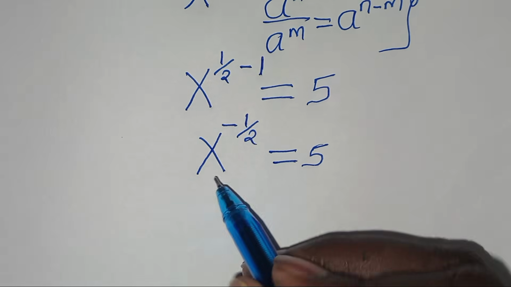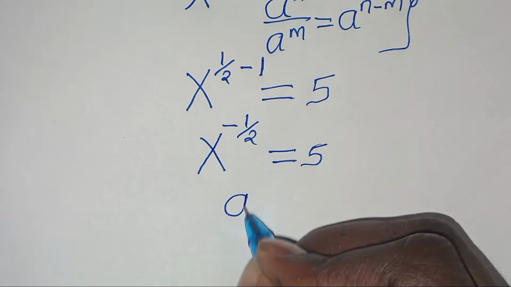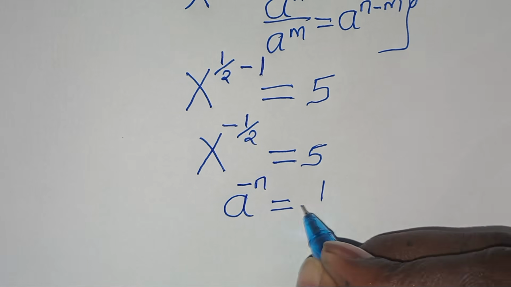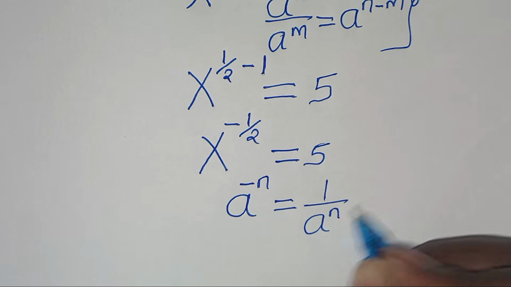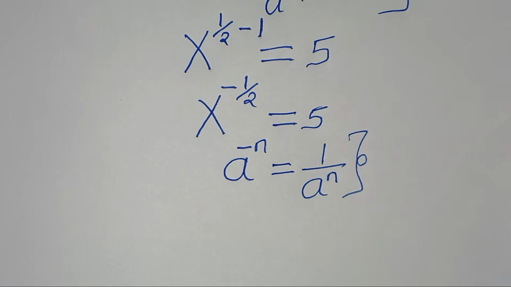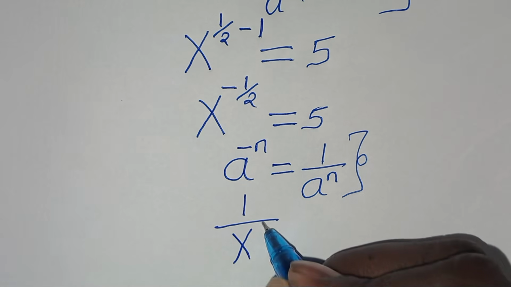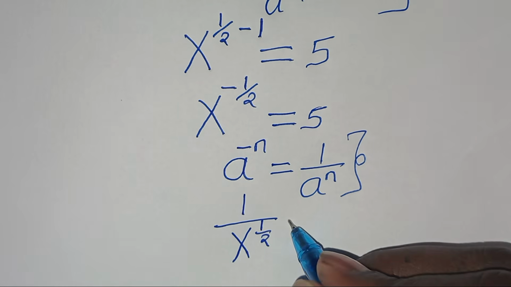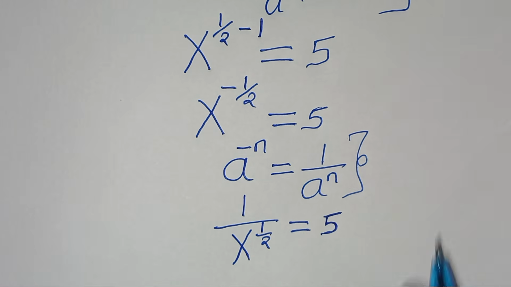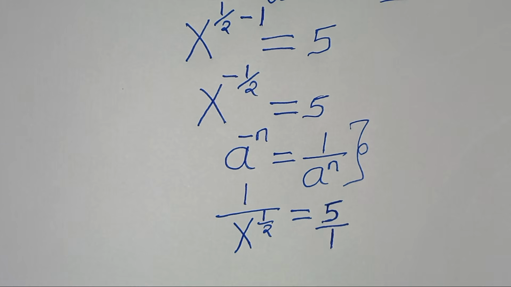Now the next step is that x to the power of minus a half is in the form of a raised to the power of minus n, which we can express as 1 over a to the power of n. Applying this property, we have 1 over x raised to the power of a half, which is equal to 5. Now 5 is a whole number, so this is over 1.